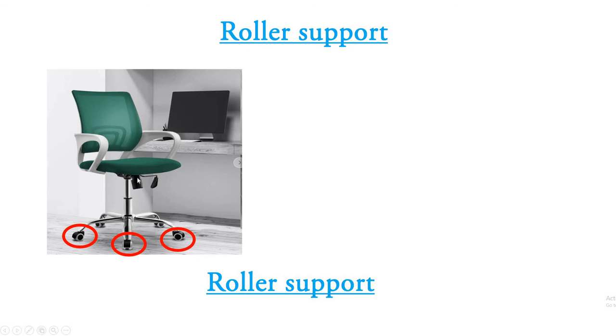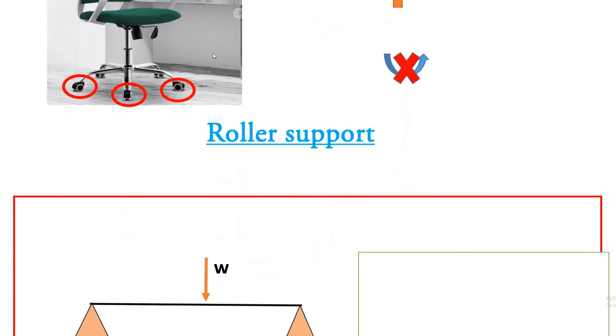Now next, roller support. Now see this chair. Now see these joints. Right. What about these joints? This can able to rotate, yes or no? Yes. What about the horizontal translation? It is also there, but no vertical translation. Right. So now this roller support can resist only and only vertical reaction. Right. So this type of support is known as roller support.